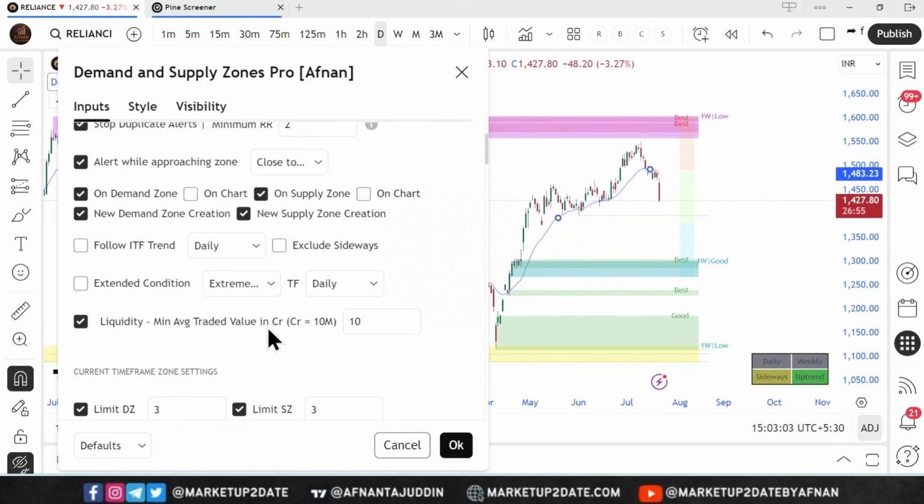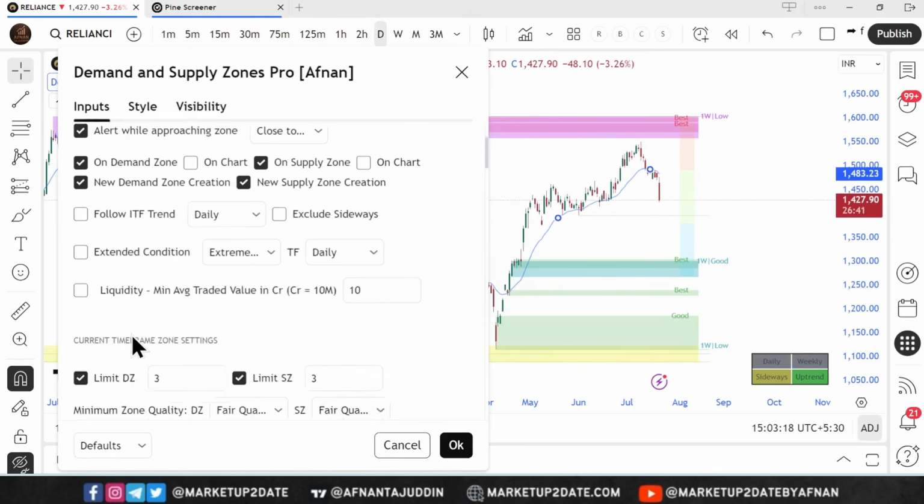Setting this to 10% CROR, for example, will ensure you only get alerts for liquid stocks that are easily tradable. It filters out all the low volume noise. Remember, this uses volume data, so do not turn it on for instruments that do not have volume, or you will not get any alerts.